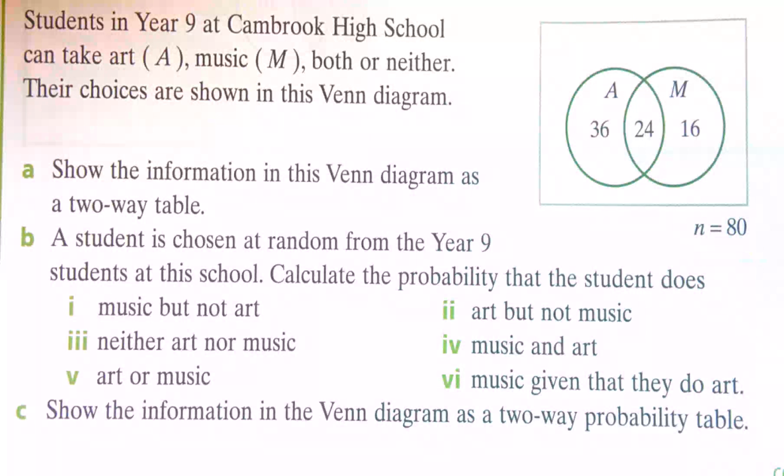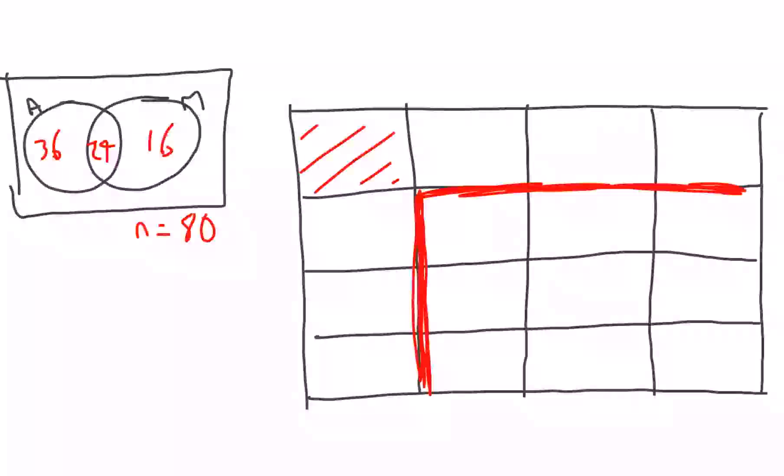The first part of the question asks us to show the information in the Venn diagram as a two-way table. You'll see it's pretty similar to part C, where it says show the information as a two-way probability table. So the two are very similar, but we're starting with question A. We're going to put this information into a two-way table. So there's our Venn diagram, badly drawn by me, and I've set up a two-way table.